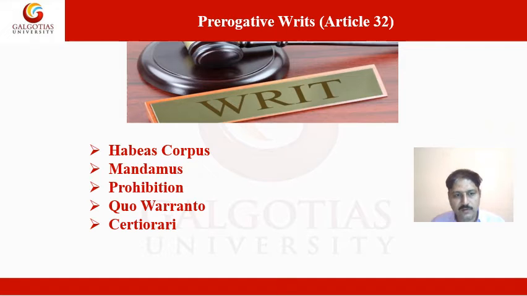Five kinds of writs can be issued for the protection of rights of the people by the apex court. These writs are habeas corpus, mandamus, prohibition, quo warranto, and certiorari. These are known as prerogative writs. Apart from issuing these writs, Supreme Court has been given the power to give any direction for the protection of the fundamental rights of the people.